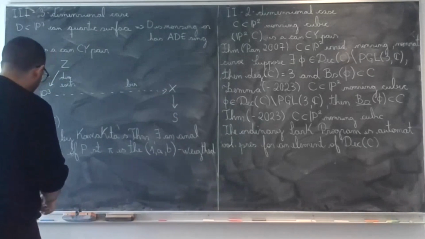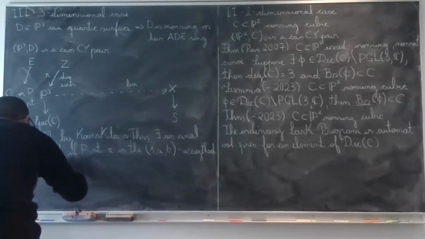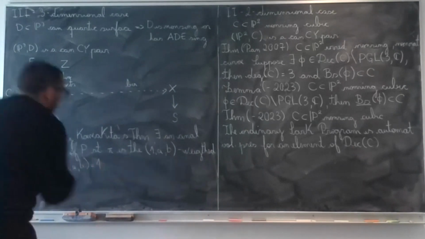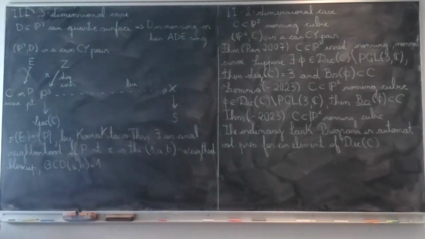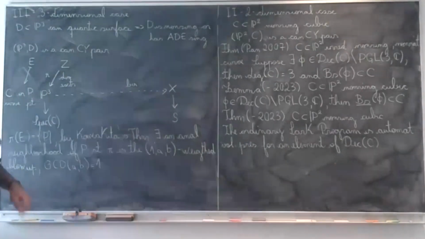And these 1, A, B are such that A and B are coprime. And so this says to us that locally, this divisorial extraction is a weighted blowup. And so if we assume that this divisorial extraction is actually the whole weighted blowup, because this only holds in an analytic neighborhood of the point.